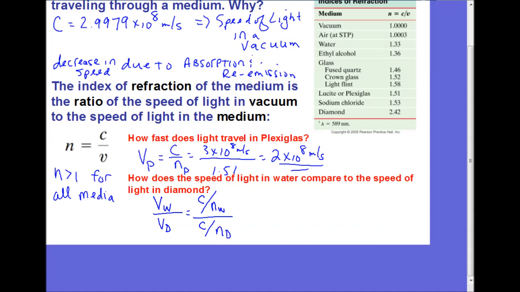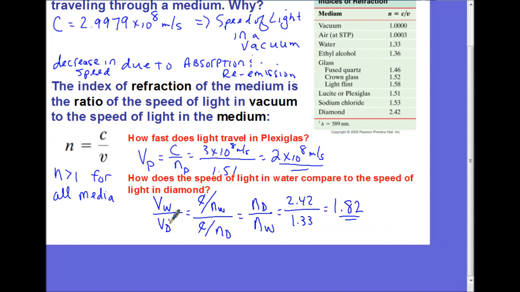Well, you can see the c's reduce out here. I've got a fraction within a fraction. Vw over Vd would be equal to Nd over Nw. And see, diamond is 2.42 times slower than light in a vacuum. Water, the speed is 1.33 times slower than the speed of light in a vacuum. And what we get for that is about 1.82. Now, that ratio, 1.82, basically tells us that light travels through water 1.82 times faster than it does through diamond.